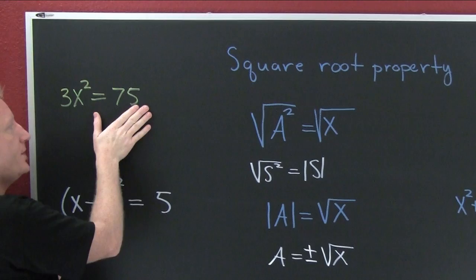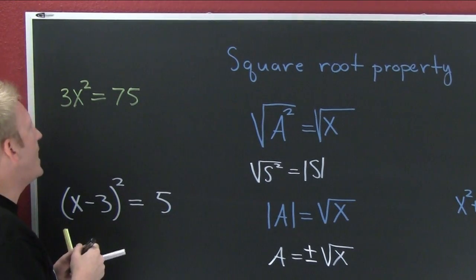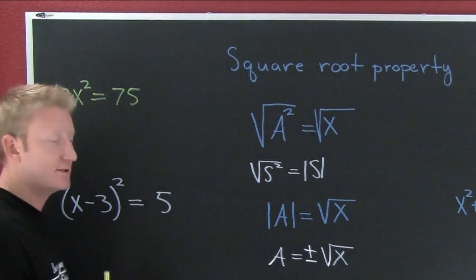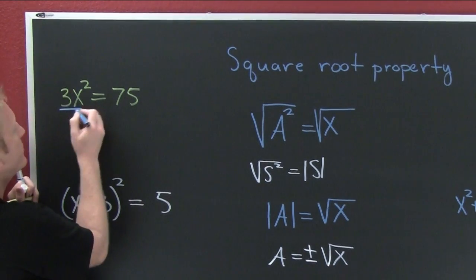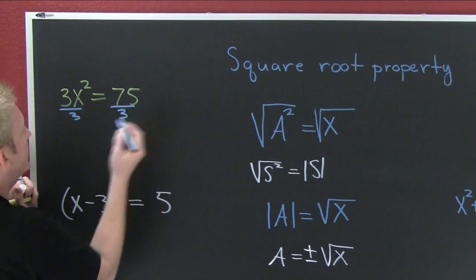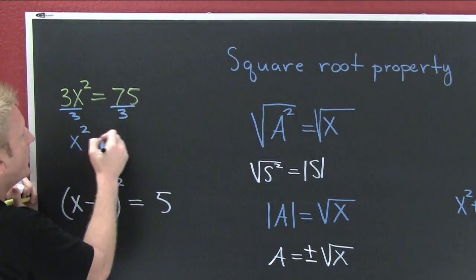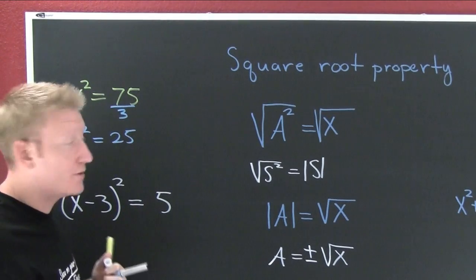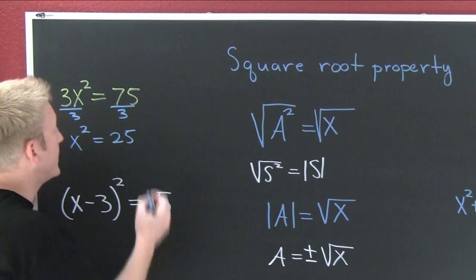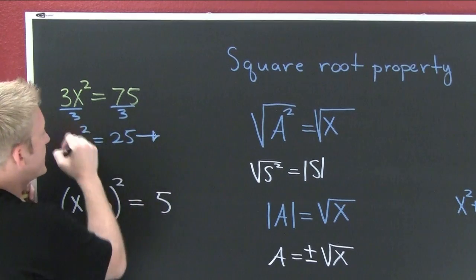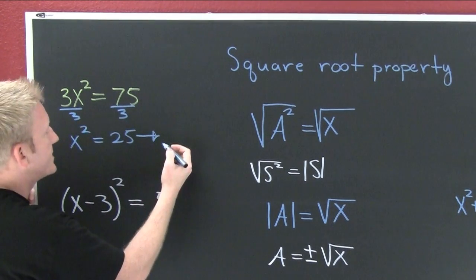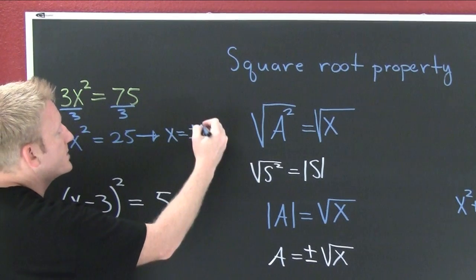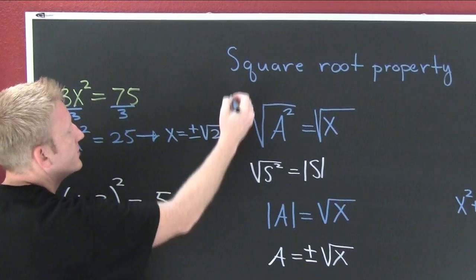Take a look at this. I want to use the square root property, but not until I isolate the base. So I'm going to divide both sides by 3, and then I'm going to have x squared is equal to 25. So then I want to take the square root of both sides, but I'm not going to forget the plus or minus. I take the square root of this side and the square root of that side, and I'm going to get x is equal to plus or minus the square root of 25.